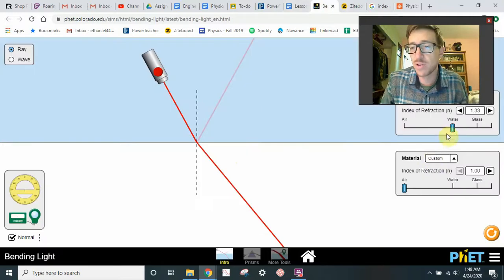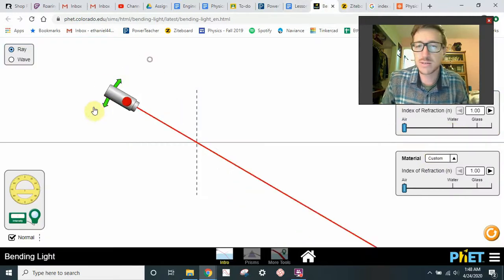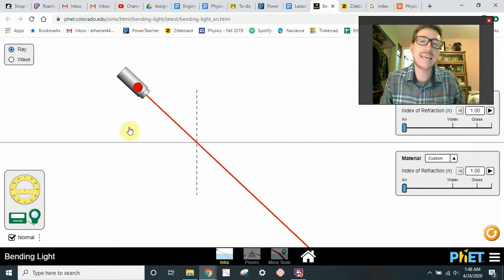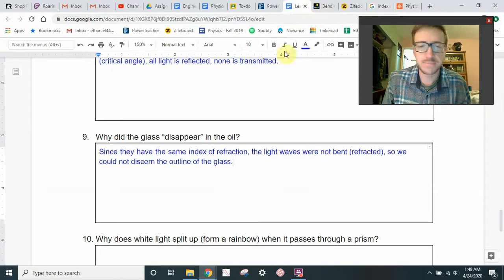You can actually see this if you go from one material to another. The light waves don't bend, so we don't get any signal or any idea that it's passing through anything at all. Okay.